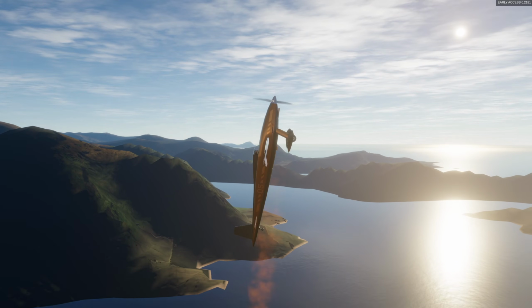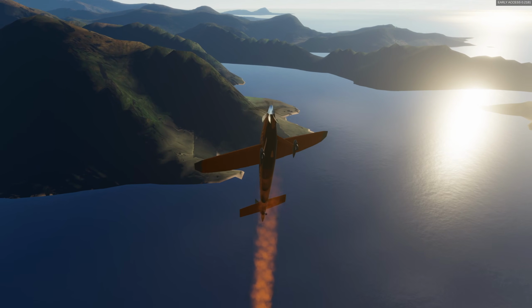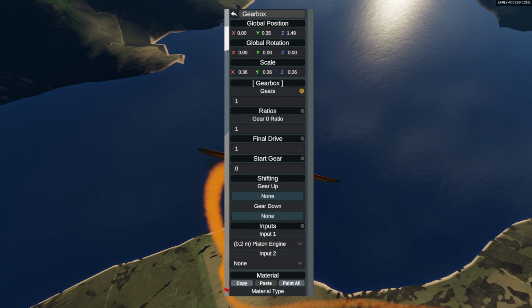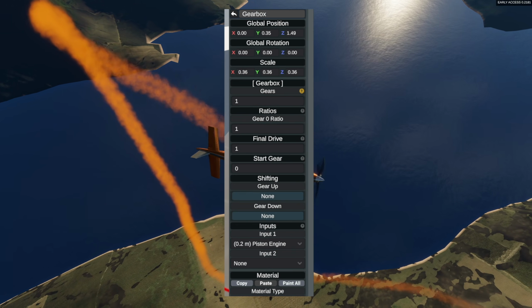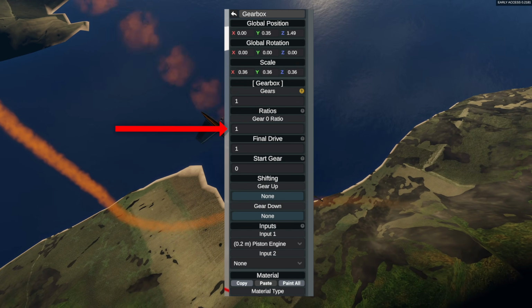Because the engine and propeller are usually required to spin at different rotational speeds, we will need to adjust the gearbox's gear ratio. For aircraft, we only want a single gear. We can also leave the final drive at 1. The only setting we want to change is the gear 0 ratio.